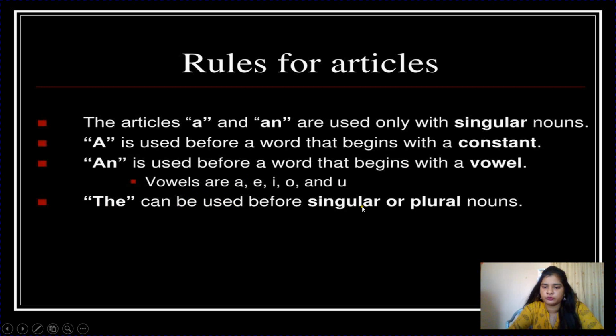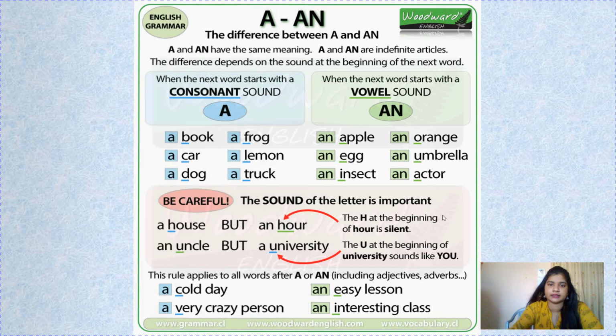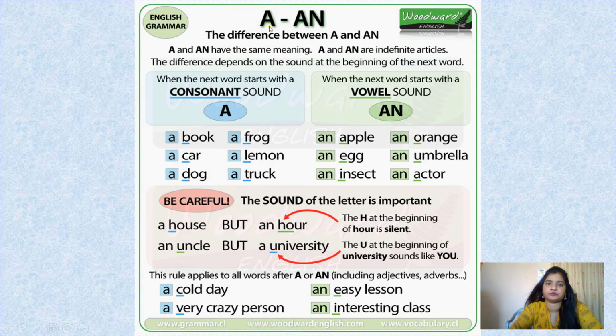The can be used before singular or plural nouns, both, children. Singular when we are talking about the same thing again, or when we are talking about some particular thing. Then let's see next: a, an.